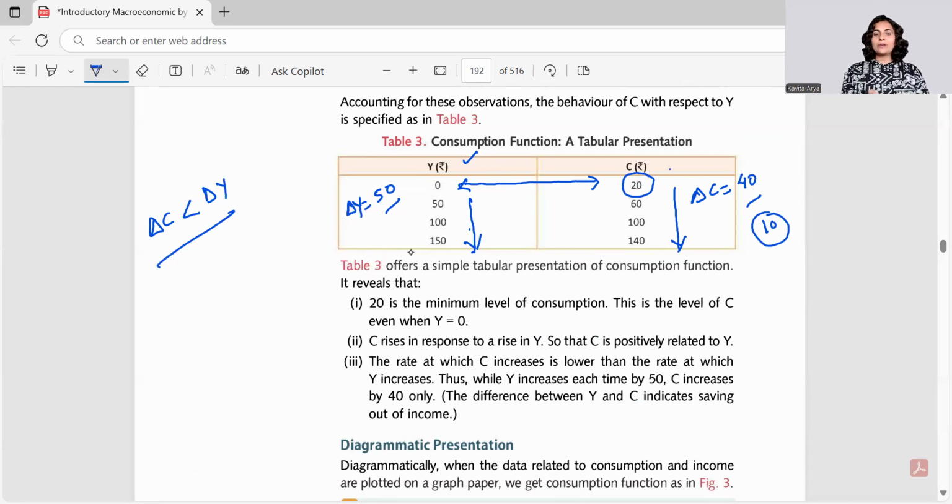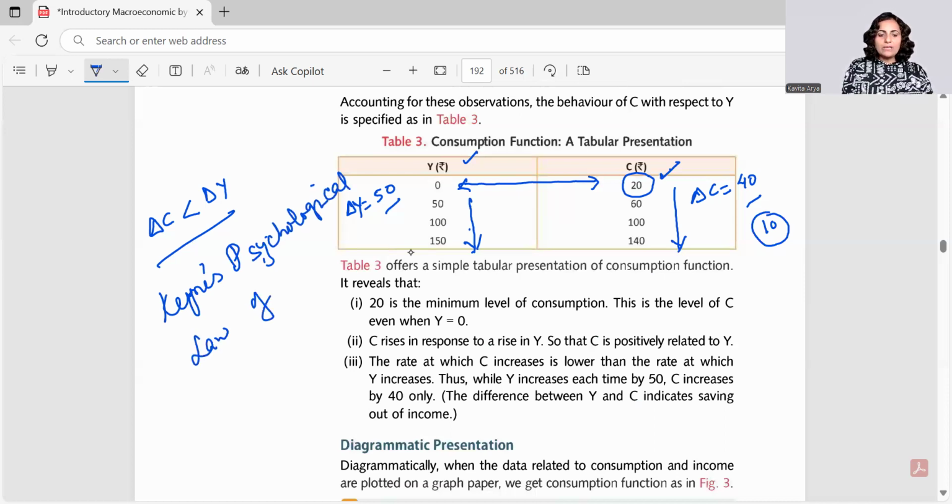So when we talk about this schedule, you understand now that C has to begin from a positive value, C has to be shown increasing, and C has to rise at a level lesser than the rise in income. This is beautifully given as the law, the Keynesian law, Keynes' psychological law of consumption. What does it mean?